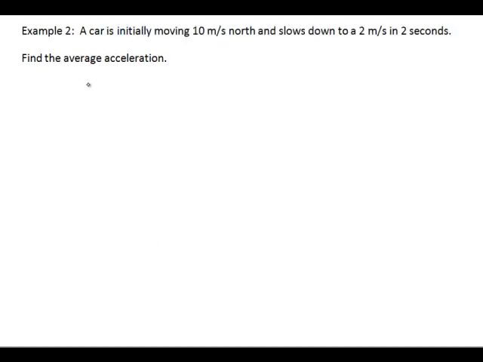Okay, let's do another example. In this situation, a car is initially moving 10 meters per second north and slows down to 2 meters per second in 2 seconds. Find the average acceleration. Again, we're going to define the positive direction to be north. Our initial velocity is 10 meters per second. Our final velocity is 2 meters per second, and our time is 2 seconds.